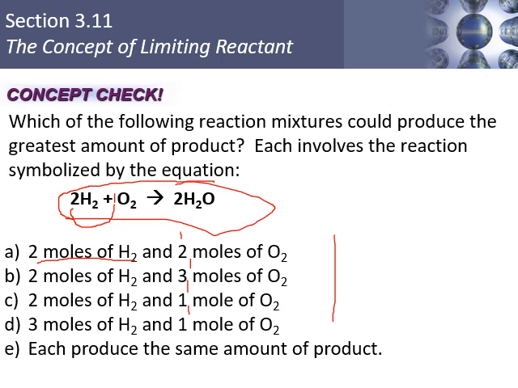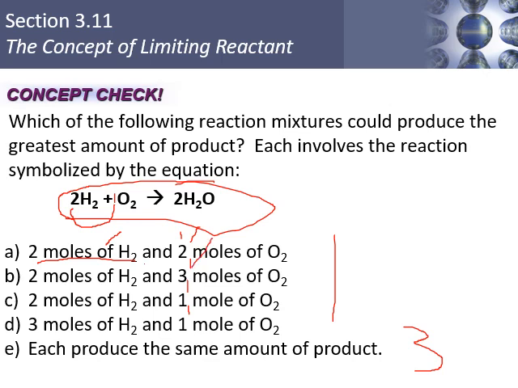So the answer here is that all 4 of these, and you may want to look at that again if you didn't catch that, all of these produce the same amount of product. They're all going to produce 2 moles of H2O. So the reason is because here for A, this H2 is going to run out first. So you're going to be left with 1 mole of O2 that you didn't use. For B, it's the same thing, except you're going to wind up with 2 moles of O2 that you didn't use.